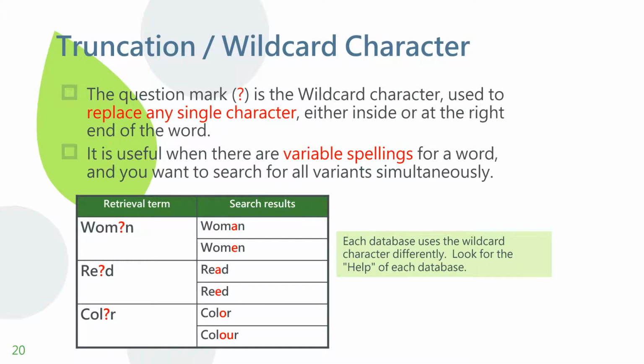Similar to truncation, wildcards substitute a symbol for one letter of a word. The question mark symbol is the wildcard character, which may be used to represent a single character anywhere in the word. It is most useful when there are variable spellings for a word, and you want to search for all variants at once, including different spellings for singular and plural words, like woman and women, and finding British and American spellings.